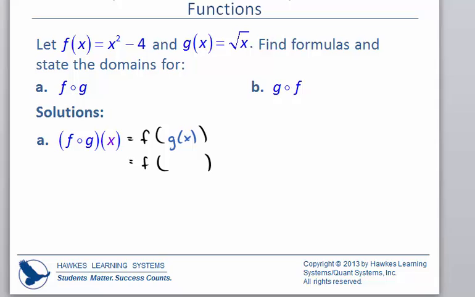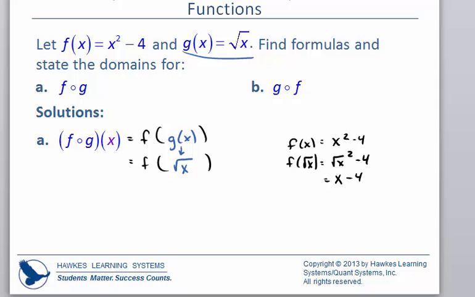And so our first thing is to write something that is equivalent to g of x. That would be the square root of x. That's our formula up here. And then the next thing is to evaluate f at the square root of x. So we know that f is x squared minus 4. And so f of the square root of x, we're going to plug in the square root of x for that x, square it, minus 4. The square root squared just becomes an x, and we have x minus 4 as our final answer.